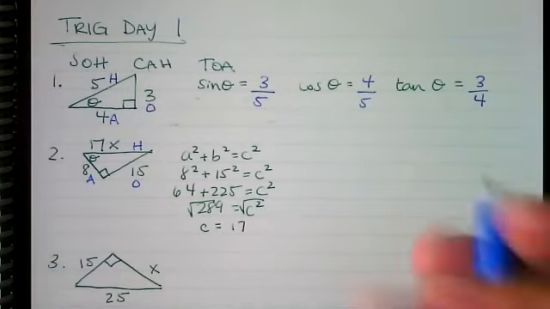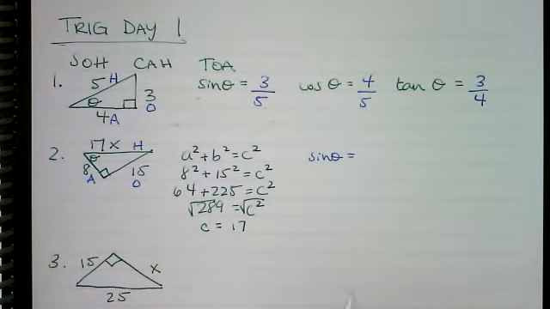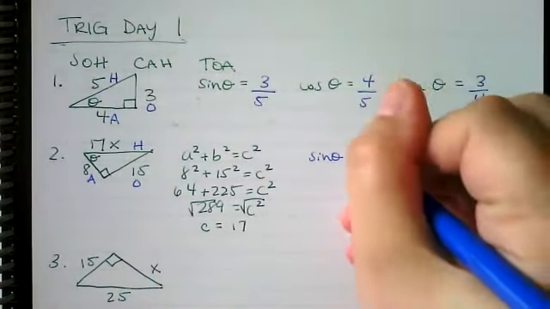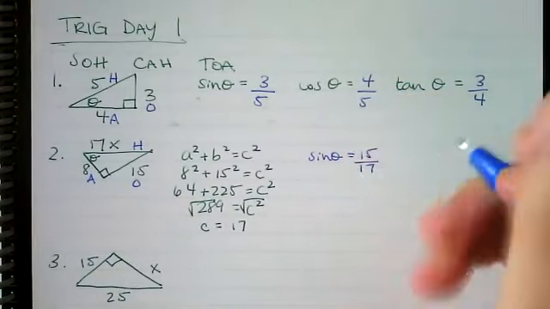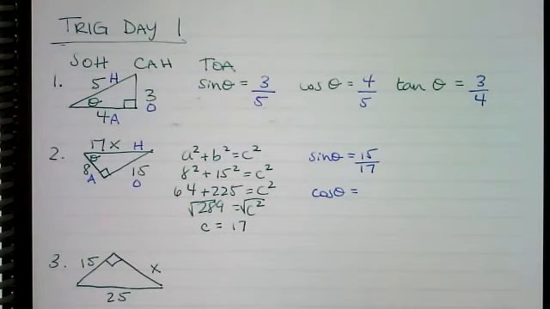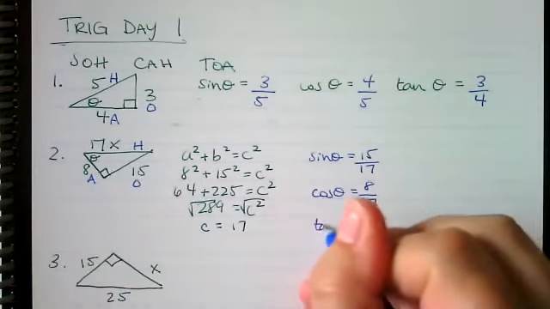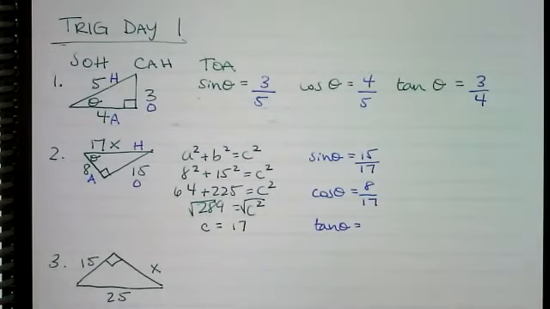So my sine of theta is my opposite over hypotenuse. So from here, my opposite is 15. My hypotenuse is 17. Cosine, I'm looking for adjacent over hypotenuse, so it's 8 over 17. And then for tangent, I'm looking for opposite over adjacent, which is 15 over 8.